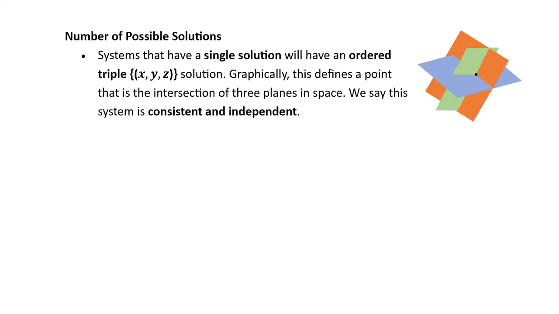Now, systems that have a single solution will have an ordered triple x, y, z solution. Graphically, this defines a point that is the intersection of 3 planes in space. We say this system is consistent and independent.